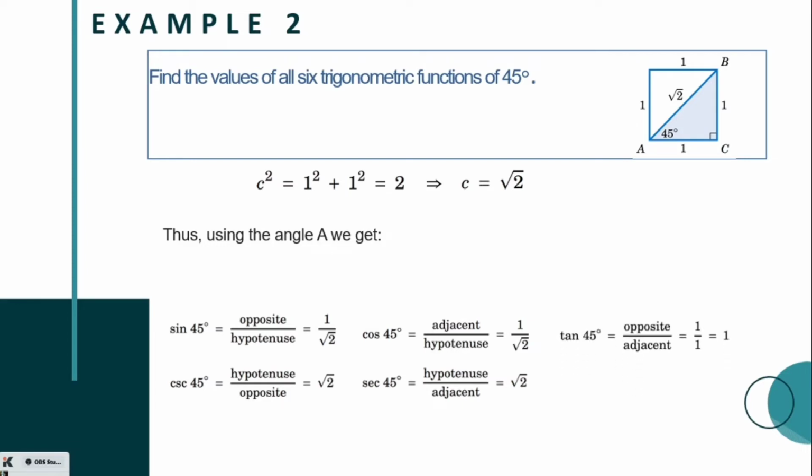Next is tangent 45 degrees. We have opposite over adjacent. That's equal to 1 over 1, or 1. Next, cotangent of 45 degrees. Adjacent over opposite. Again, it's just equal to 1.